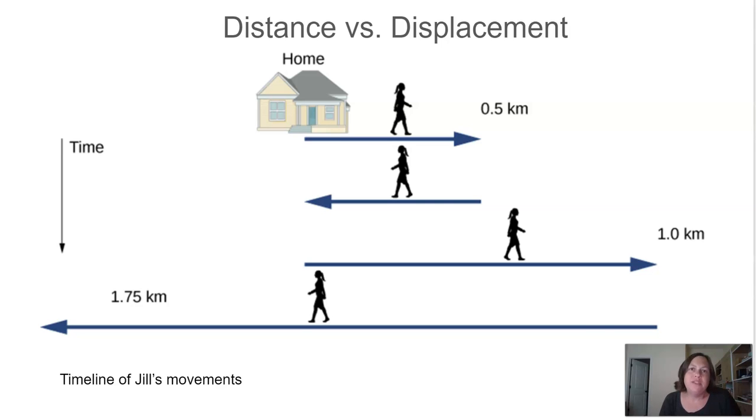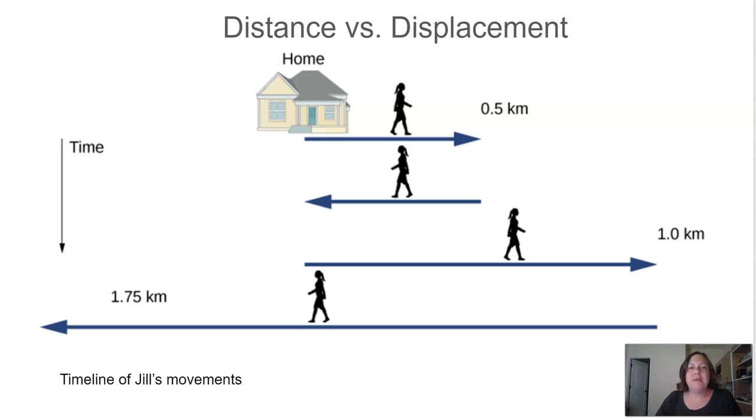We don't know why Jill keeps wandering back and forth. As physicists, we don't really care. At any rate, Jill has traveled a total distance of 3.75 kilometers, but her displacement only looks at her initial position and her final position. Overall, Jill has traveled 0.75 kilometers west of her home.